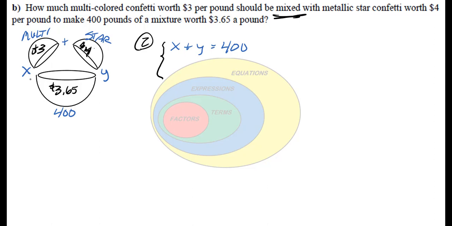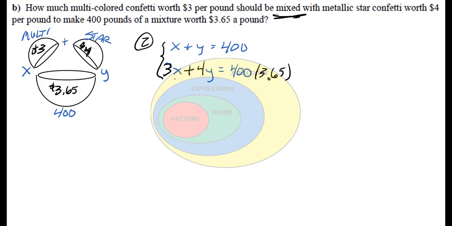So for the first bowl, if I had X pounds at $3 a pound, the cost of that would be 3 times X. If I add then the cost of the second one, it would be $4 times Y. And that should equal the total cost, which I can get by taking 400 and multiplying by $3.65, or 1,460. All right, so here is my system.